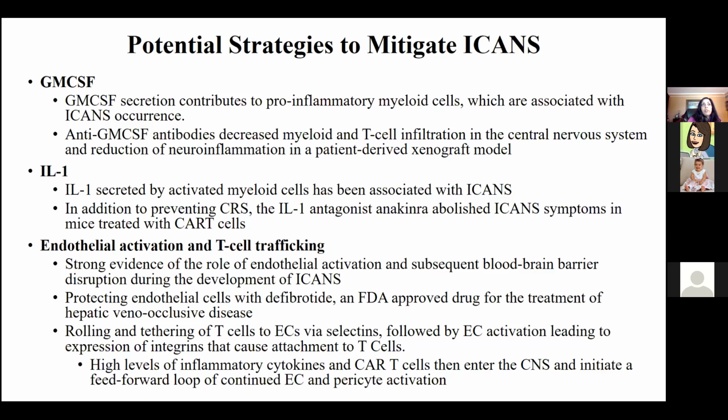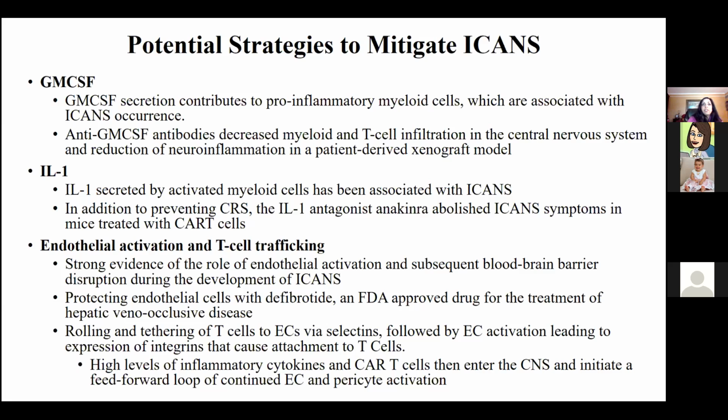IL-1 is also very important. It's secreted by activated myeloid-derived cells as well, and has been associated with ICANS. So in addition to preventing CRS, anakinra, which is the IL-1 antagonist, is being looked at to prevent ICANS. And it has been shown to significantly improve ICANS symptoms in mouse models. There is one study that's ongoing looking at this in patients, and I have used it off-label in a couple of patients to treat them. One patient did not respond. The other one did respond, but was also on steroids, so it's unclear whether they responded to the steroids or to anakinra.